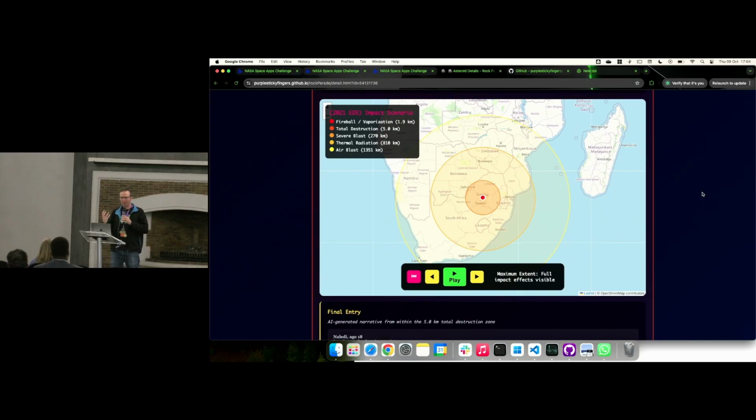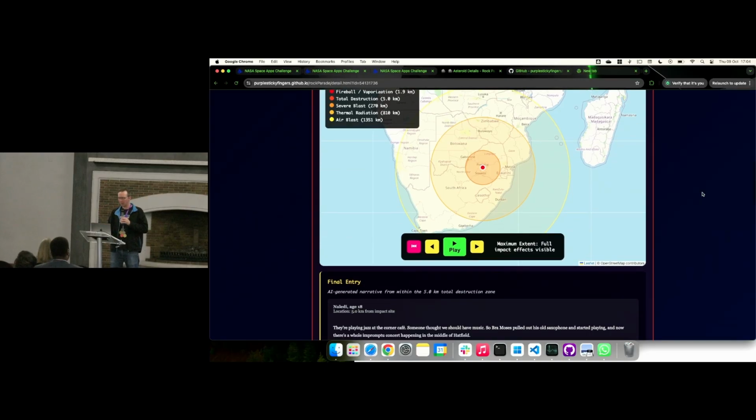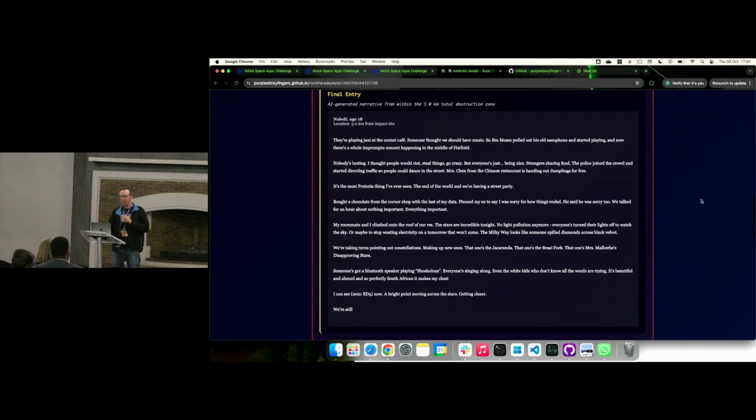Now, my daughter likes books, and the books that you read when you're 12 years old are quite dark sometimes. She likes authors who are quite severe. So she said, can we prompt up the AI to generate some stories for us of teenagers inside the blast radius writing their last journal entry?